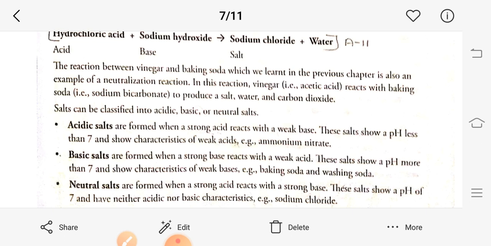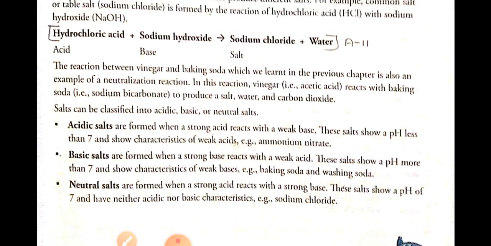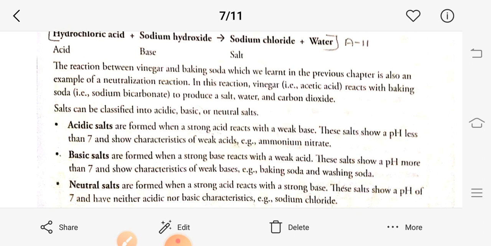Now the third type of salt we have seen is the neutral salt. Neutral salts are formed when a strong acid reacts with a strong base, and they have a pH value of 7. They are neither acidic nor basic. For example, our normal home salt, that is sodium chloride.